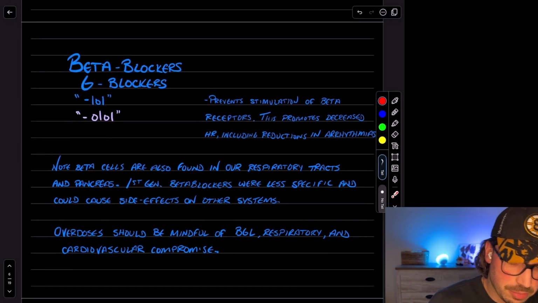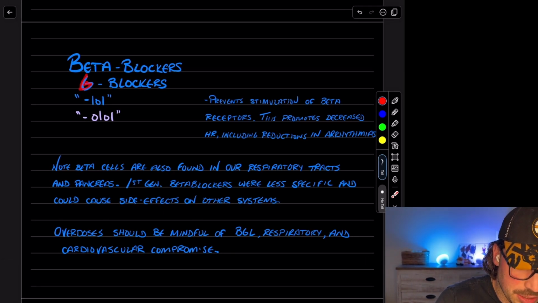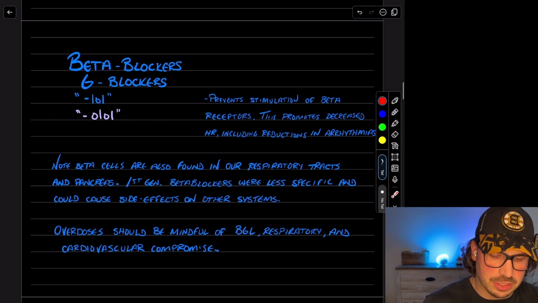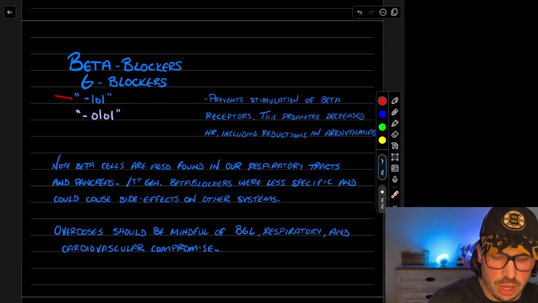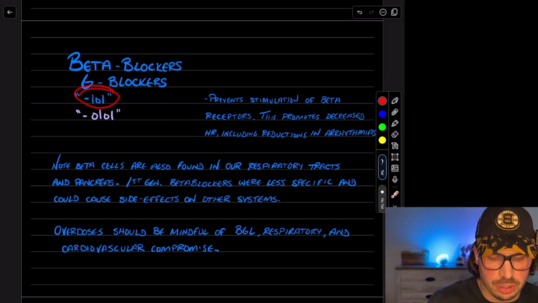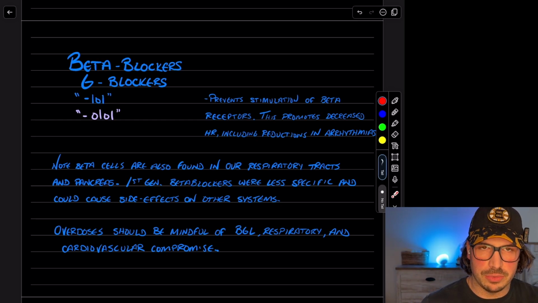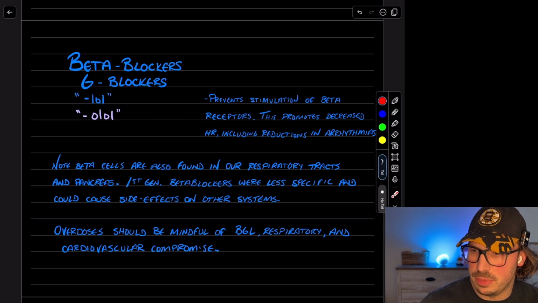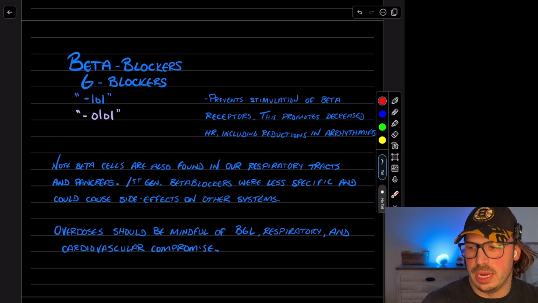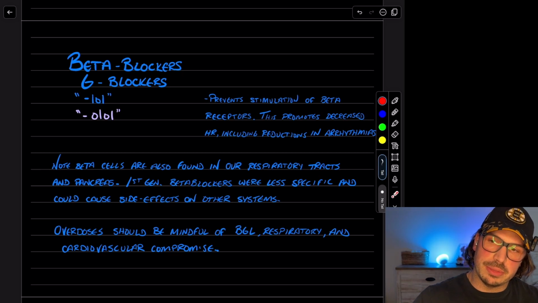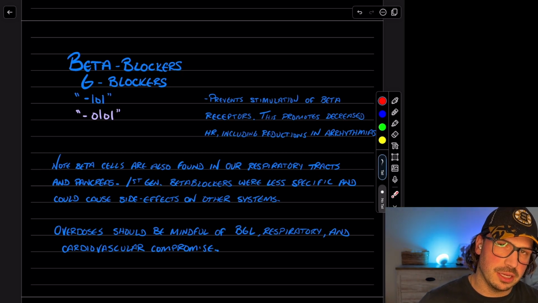Beta blockers, denoted by the B, like the Greek letter beta, for beta blocker. These are denoted with the suffix lol or olol. You could probably just remember lol, would be easier. So you'll see this. The big ones that we see all the time are atenolol, bisoprolol, metoprolol. These are your beta blockers. So again, these are medications that are going to be used for cardiac problems.